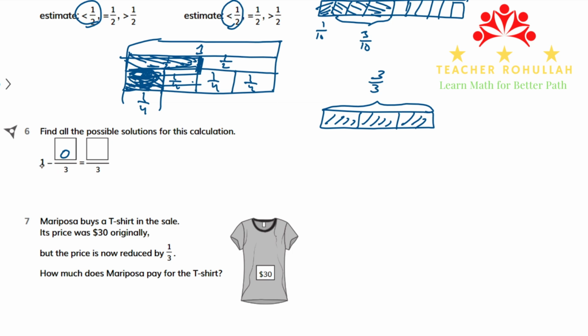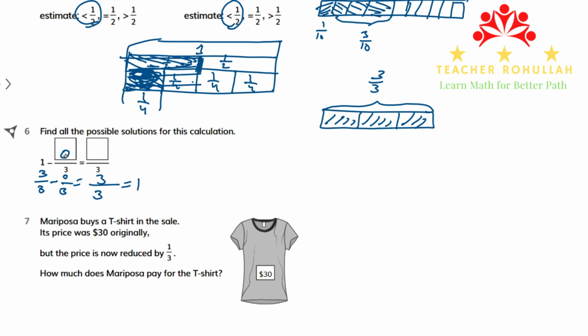So in place of 1 we can write 3/3, and minus 0/3. If we keep the denominator the same, 3 minus 0 is 3. So the answer can be 3/3. 1 minus 0/3 can give us 3/3, which will result in 1.